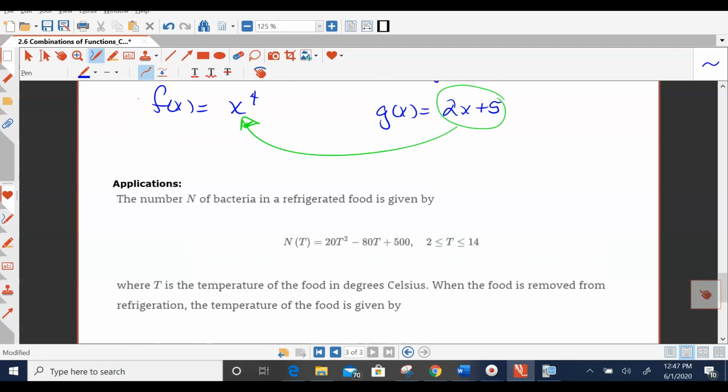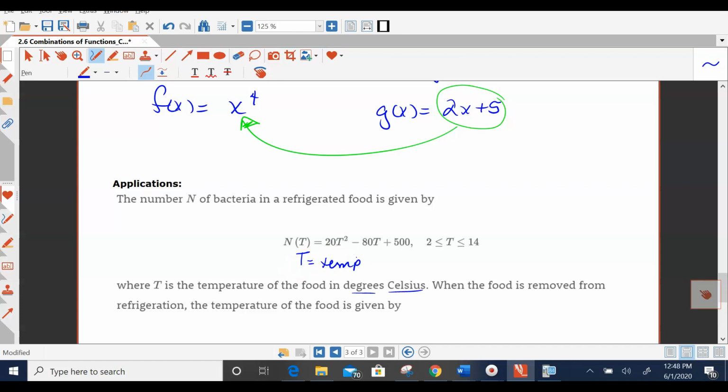We've got an application here where we have two equations. Capital N of capital T represents the number of bacteria in a refrigerated food, where capital T is the temperature of the food and N is the number of bacteria. The temperature is in degrees Celsius. So N of T is 20T squared minus 80T plus 500. This is the number of bacteria, and this capital T is temperature.